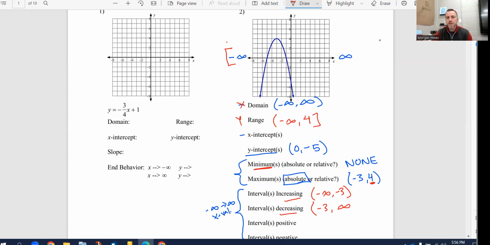And that might be interesting to you. If you need a 5, then you're like, well, then I'm going to have to look somewhere else. Okay, so what do we have left? We've got x-intercepts, and then we've got intervals positive, intervals negative, and those are connected.